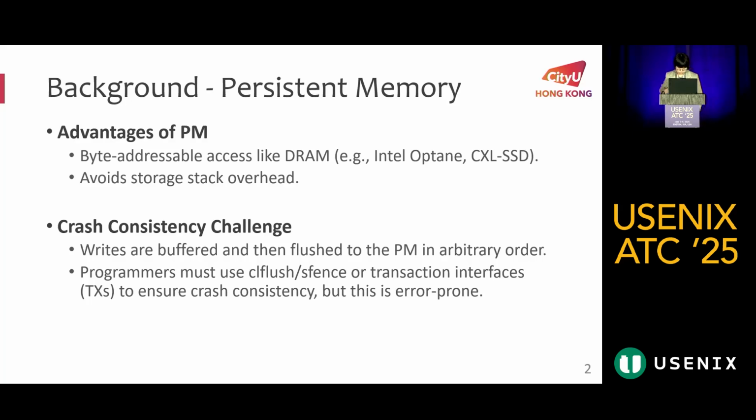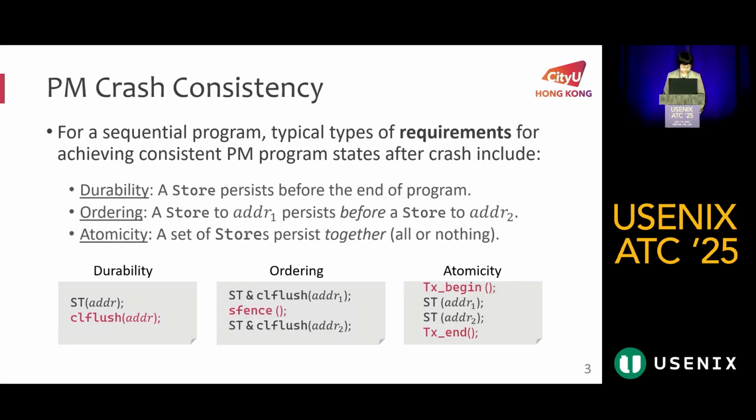But obviously, it's error-prone. And typically for a sequential PM program, there are three types of requirements for achieving crash consistency. The first is durability, that stores to PM need to be persisted with an explicit flush instruction. The second type of requirement is ordering, that stores to an address in PM need to be persisted before another one. And there are also requirements for atomicity, even for a sequential PM program, that a set of PM stores needs to be persisted together, usually with a transaction interface protecting the updates.